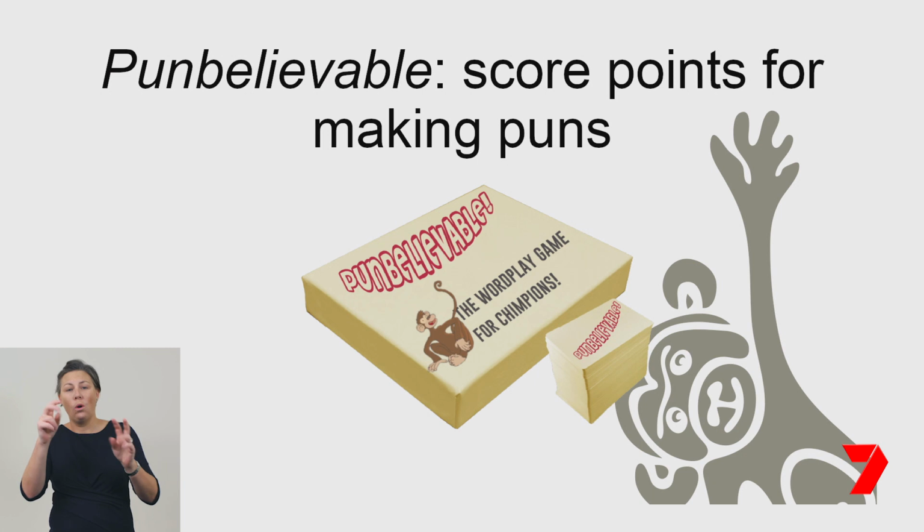The first thing we need to do is work out what kind of game we are going to sell. There are loads of different types of games on the market. For example, board games, computer games, and outdoor games. I'm going to make my ad for an imaginary board game that I could play with my family and friends. It's going to be called Punbelievable. It's a word game where you score points for making puns.